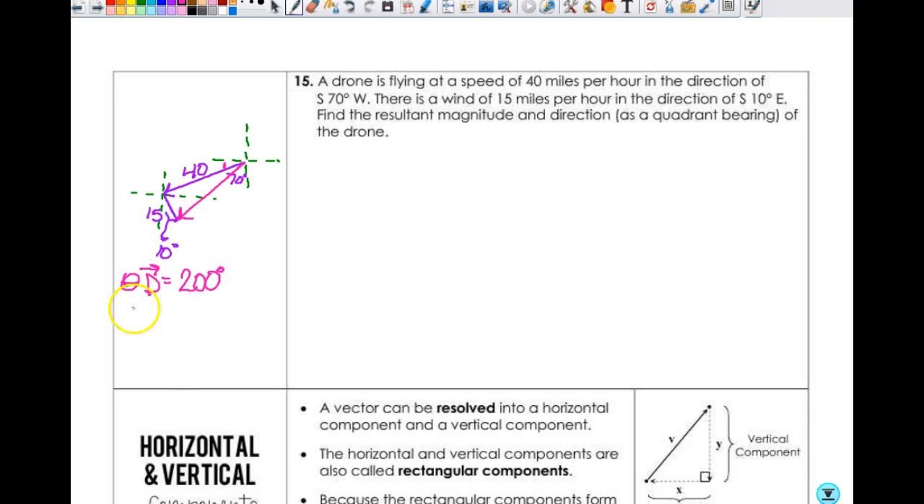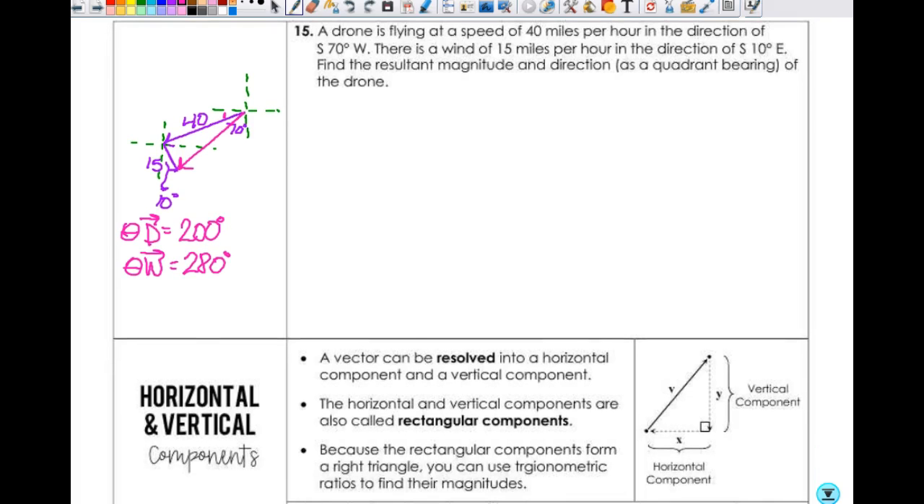Okay? And then theta for the wind, what would that be? 280. Good, because it's 270 plus 10, and there is your 280. Okay. What questions do you have about that? Awesome. So now that we have the angles and we have our magnitudes, go ahead and set this one up, work it out. I'll write it up here too, but you try and work it out without just copying mine down.